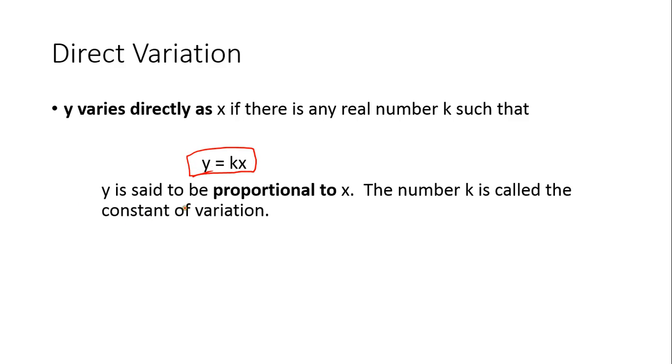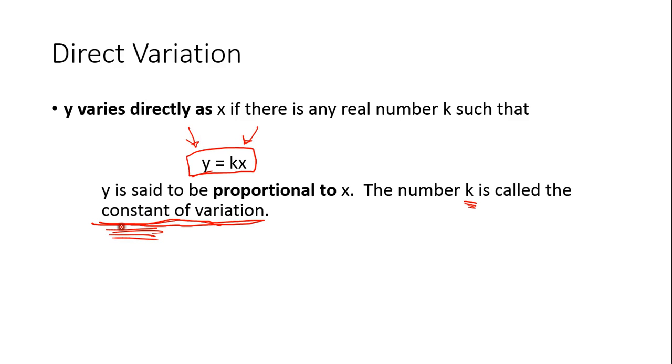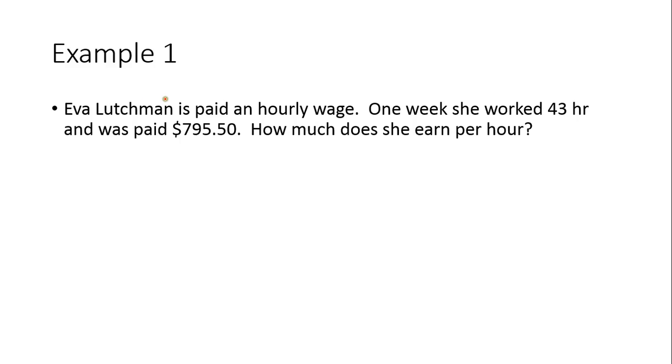Y is said to be proportional to x. Basically, k is called the constant of variation. I think that probably should have been bolded, but k is called the constant of variation. So if you can write it in this form and k is some constant, y and x vary, but k is constant, which is why it's called the constant of variation. So pretty much all there is to that.